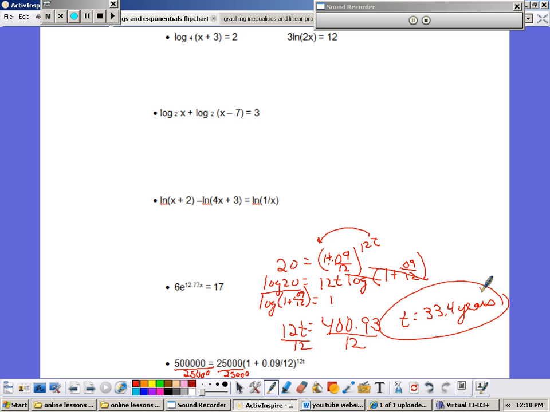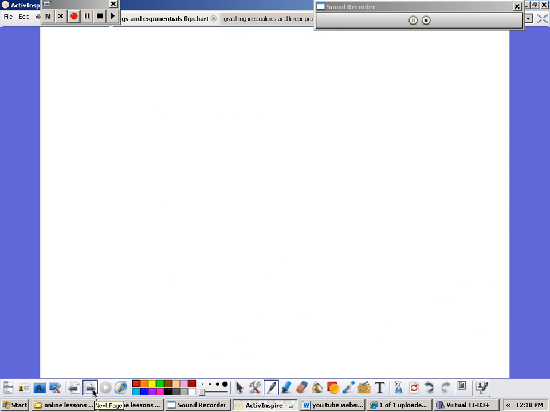Now, when in the world would we use this formula? Well, if you look at the formula, it's the compound interest formula. And what it does is it says, when will I have 500,000? If I put 25,000 in, and I get 9% compounded monthly, how many years will it take me to get 500,000? So this is another way of using that compound interest formula and solving it. Now it's your turn to practice.